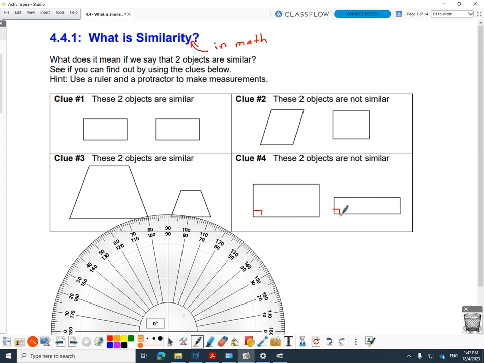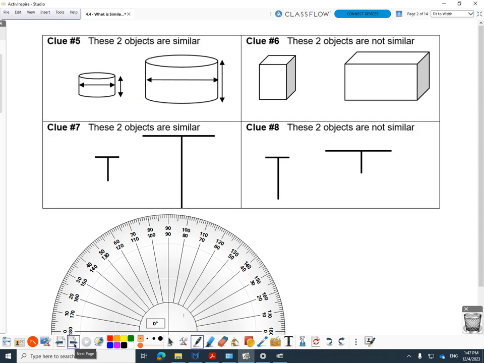In fact, look at the T's at the end. I think those are interesting too. Look at the T's. The angles are clearly the same all the way along. But they said these aren't similar. What's different about the T's? Why is 8 not similar but 7 is?